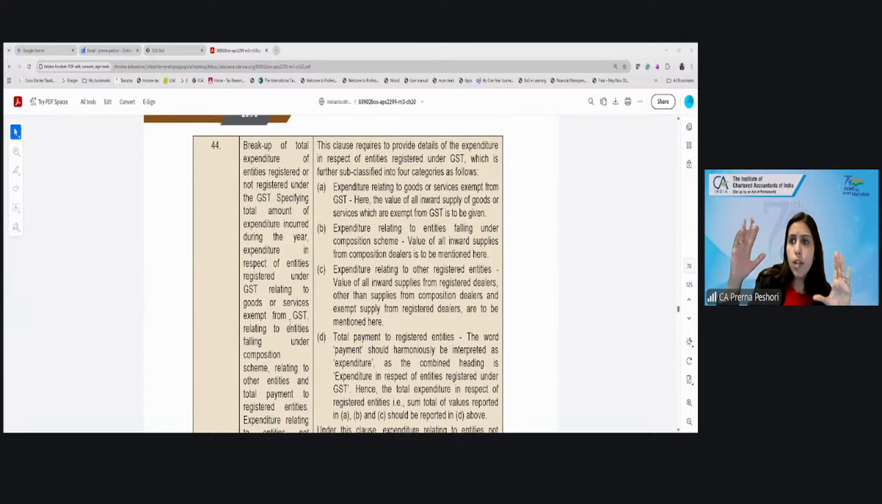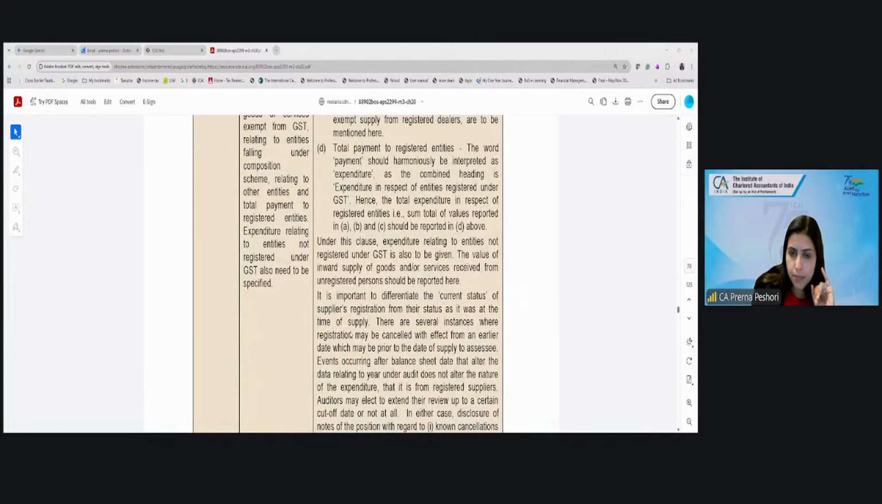So basically, you will have to bifurcate the expenditure into different parts, that what is with registered entity, in respect of exempt from GST, composition scheme, unregistered dealers. So all that needs to be maintained over here, right?